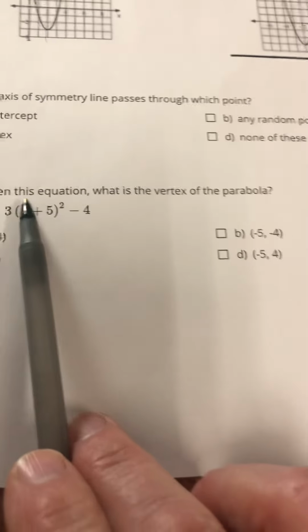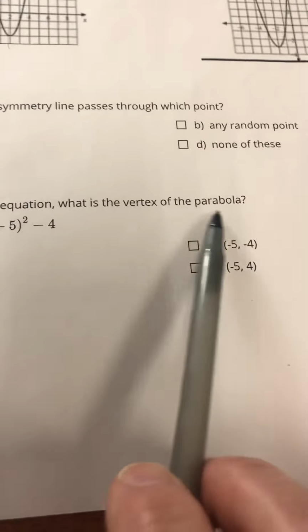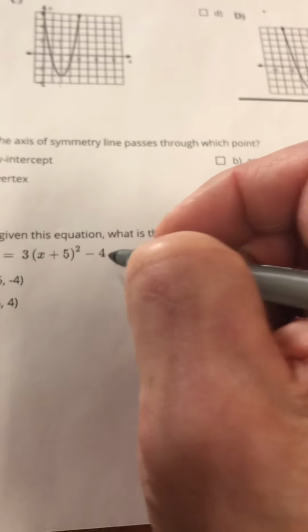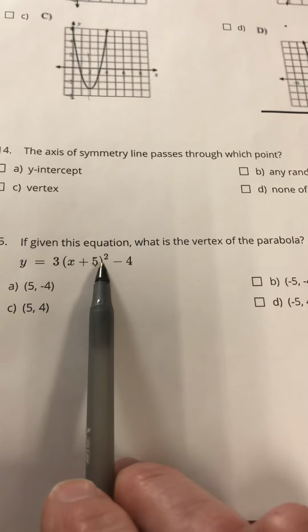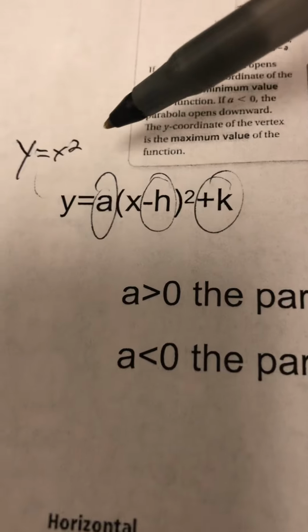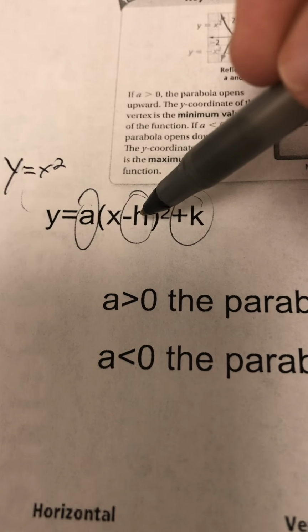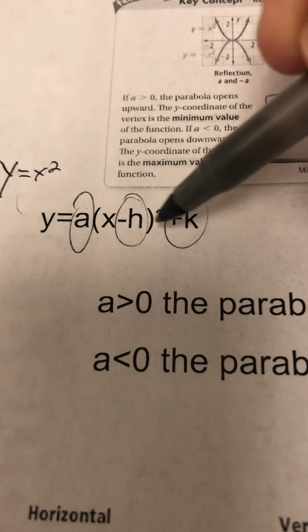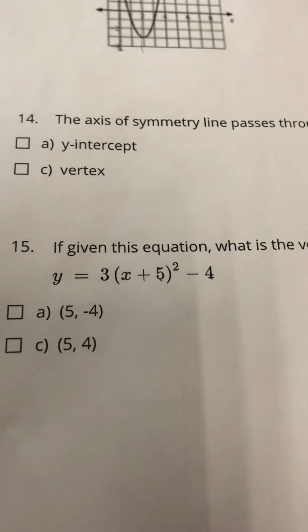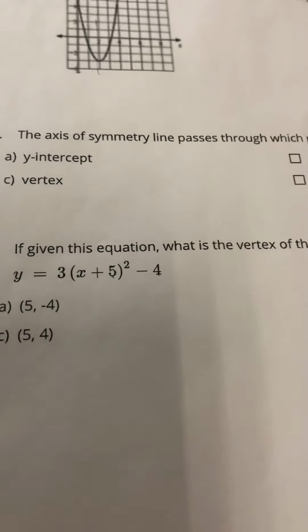Number 15, if given this equation, what is the vertex of the parabola? Okay, so once again, you're going to be looking at this, and you're going to be looking at this. But be careful, because remember, the formula is this. It's a negative h, and then that's all squared, plus k. And so remember, 2 negatives make a positive. So that should give you a clue as to how to answer number 15.